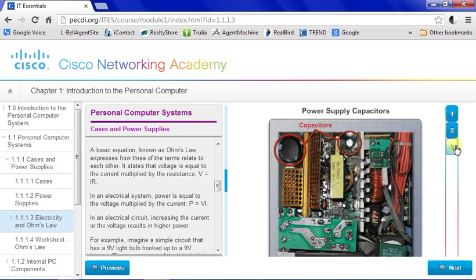And then this is the inside of a power supply capacitor. I'm not sure why they show us this, but again, you never want to open one of these up. Those capacitors store electricity and could cause damage to you or your computer.